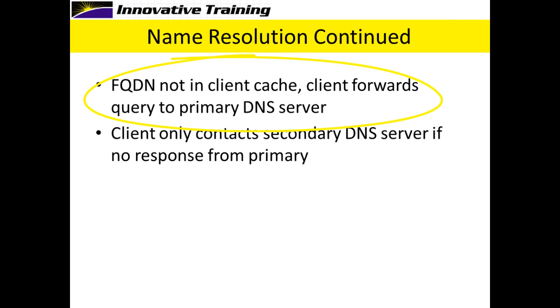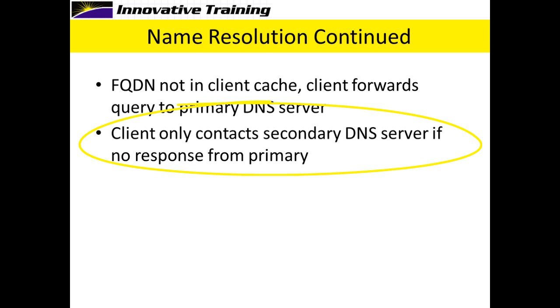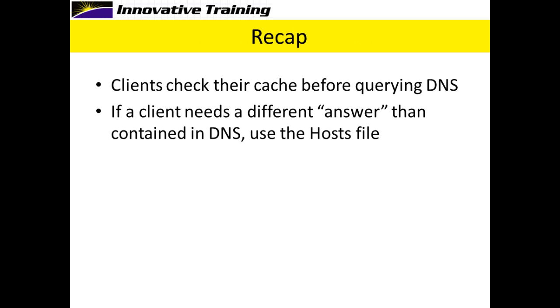If that fully qualified domain name is not in the client cache, the client's going to contact its primary DNS server. Now, you can set a secondary DNS server, but clients aren't like teenagers. If they don't get the right answer that they like from mom, they go to dad, or vice versa. The client will only contact the secondary DNS server if it does not get a response from the primary. And at that point, it will stick with the secondary until there's a reboot, or if the secondary does not respond. Just as a recap for client name resolution, clients check their cache before querying DNS. And if you have a client that needs a different answer than that which is contained in DNS, your only choice is to use the host file on the client.